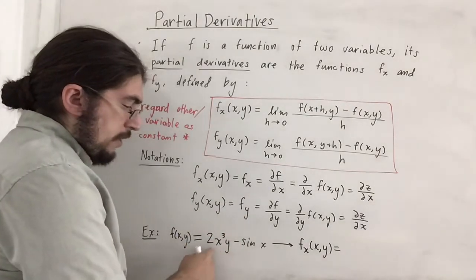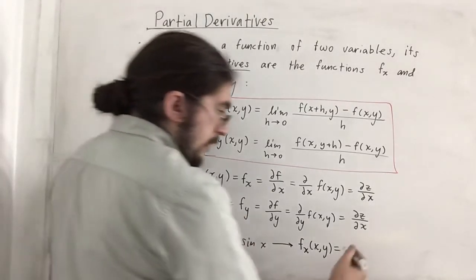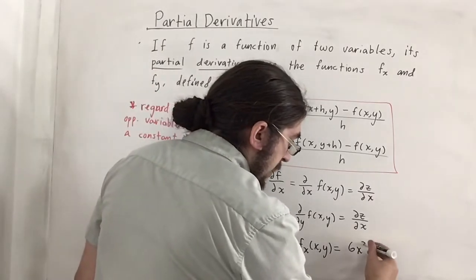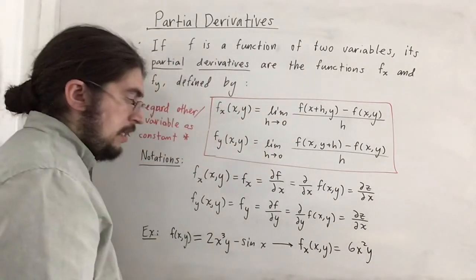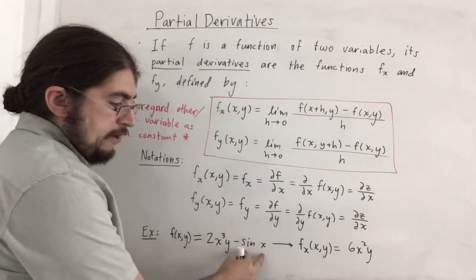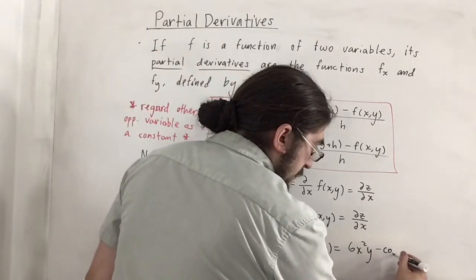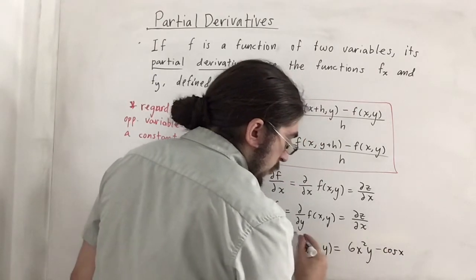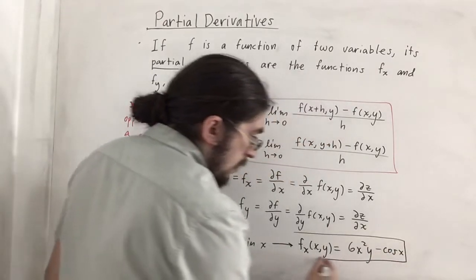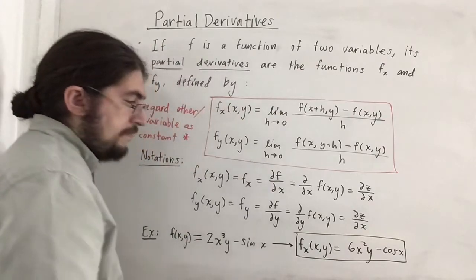So 3x squared times 2 will be 6x squared, and the y comes along free for the ride because we're keeping it as a constant. Okay, similarly here, this term doesn't even involve y, so it doesn't matter. Derivative of sine is cosine. And there we go. This is our answer for the partial derivative with respect to x.